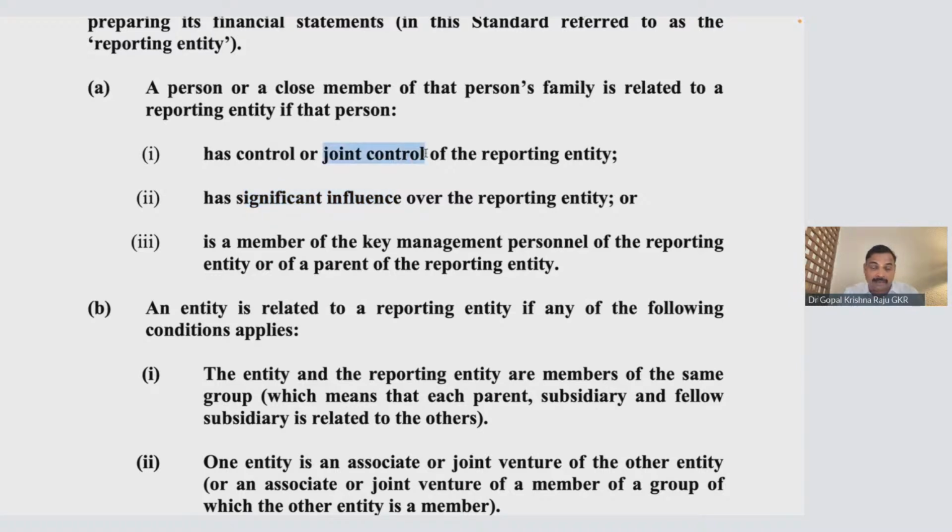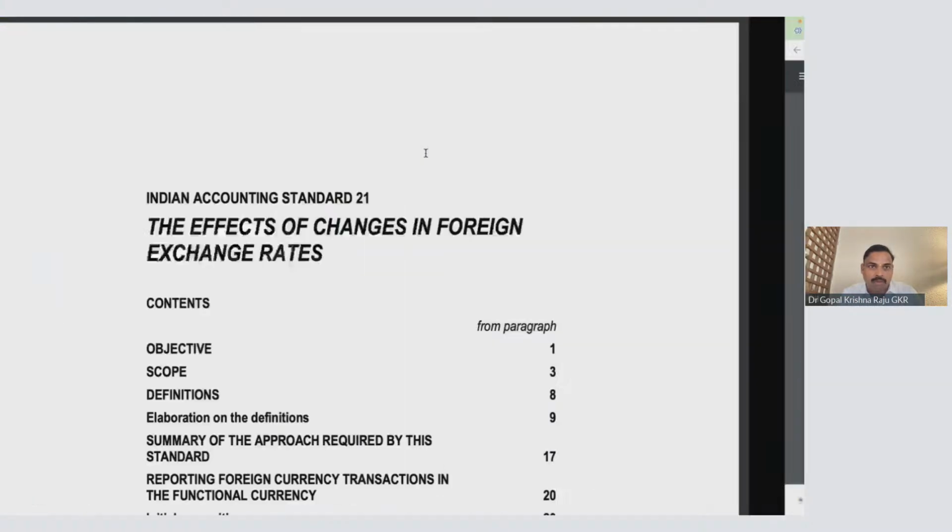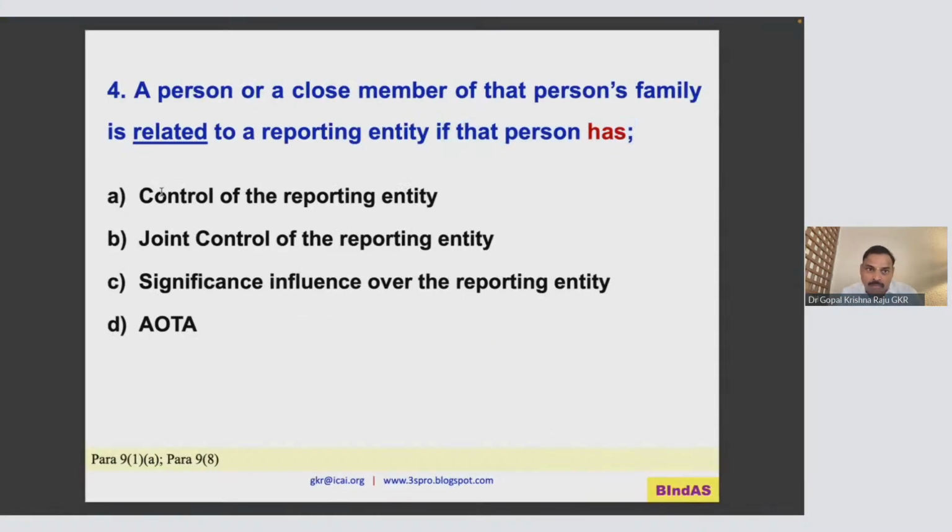Joint control means a decision cannot be taken individually. One will have 50, another will have 50, but every decision has to be taken by 75%. How is 75% possible? So, if that person has control, joint control, significant influence, all of the above. So D, all of the above. Good. Now come to the next one.